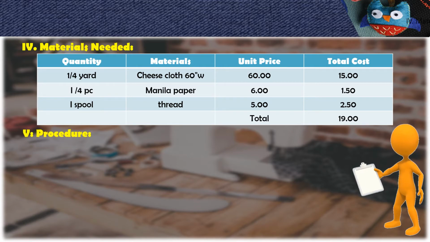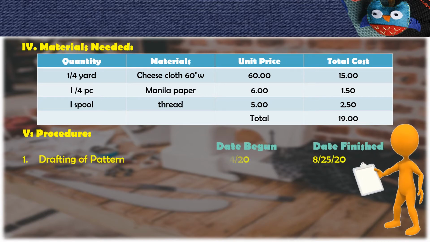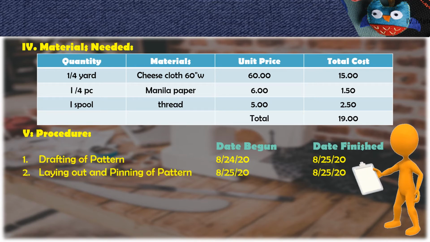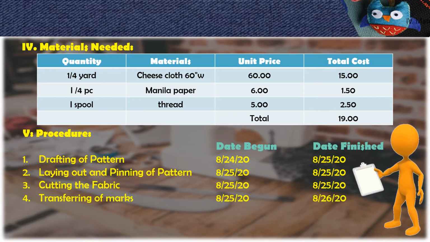Next part of the project plan is the procedure. Procedure explains the steps in doing your project, or the step-by-step procedure in making the project. For example, we also have the date begun and date finished. So number one procedure, drafting a pattern; second, laying out and pinning a pattern; the third one, cutting the fabric; and the fourth procedure or step is transferring of marks.